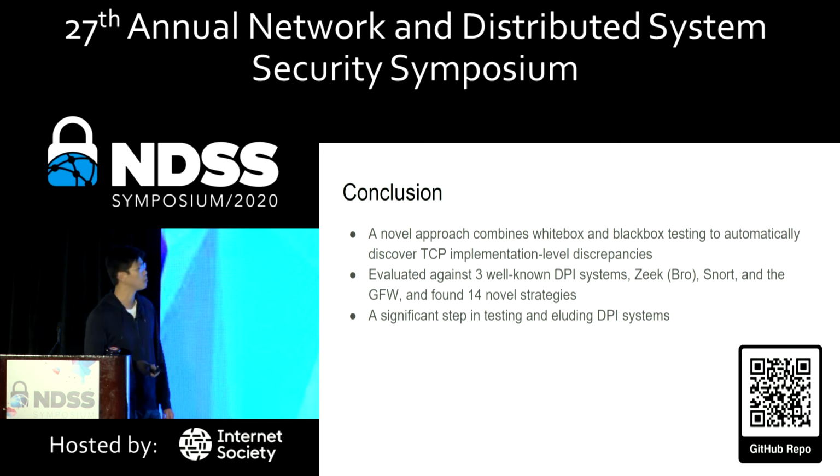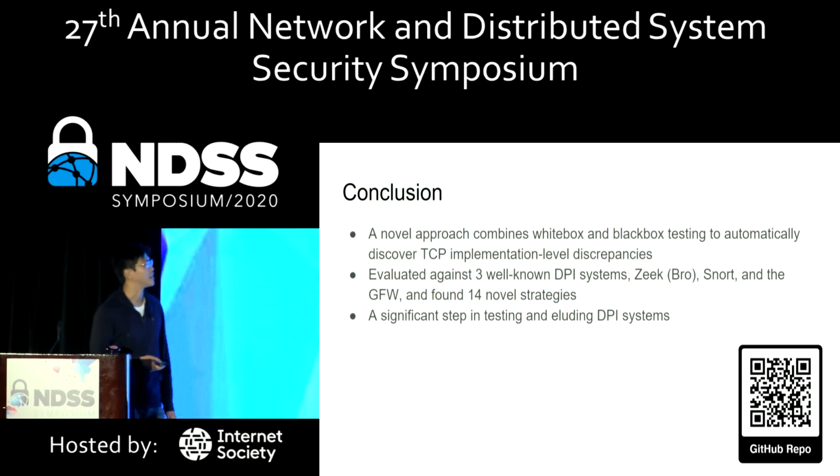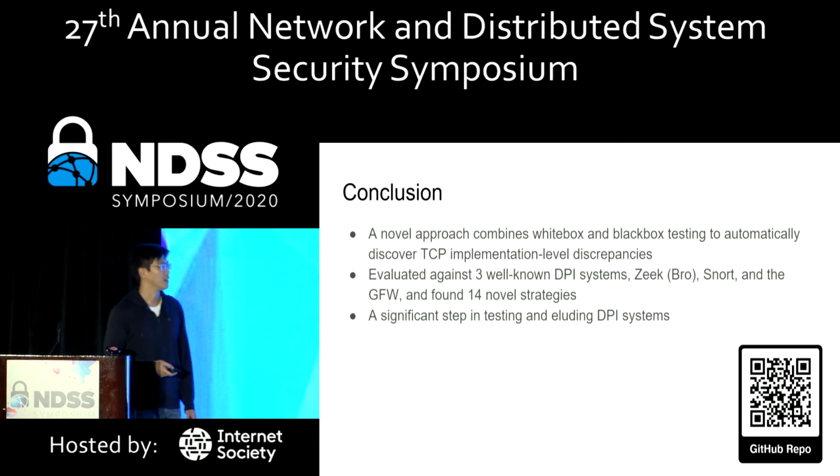To conclude my talk, I summarize our work as follows. We propose a novel approach that combines white box testing and black box testing, to automatically discover TCP implementation level discrepancies between two TCP implementations. And we evaluated our approach against 3 DPI systems and found 14 novel strategies.